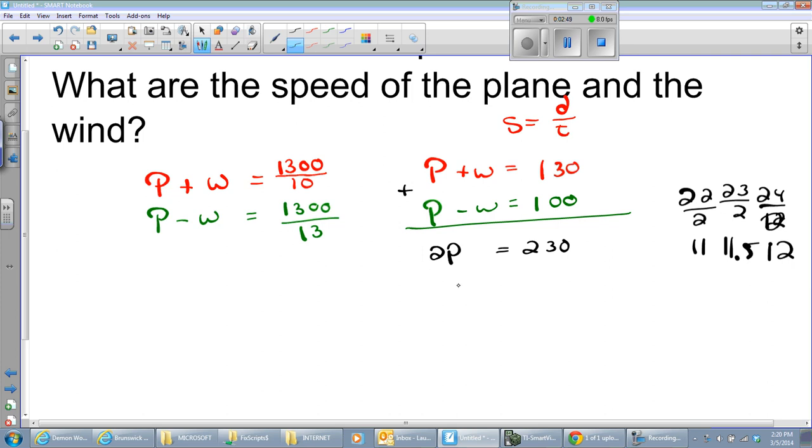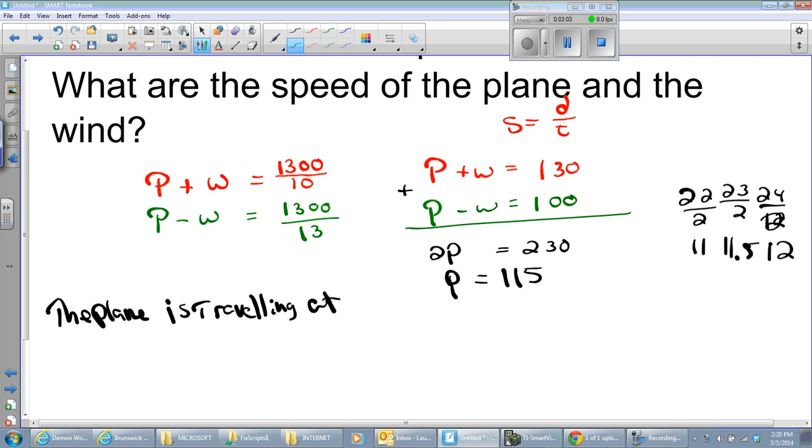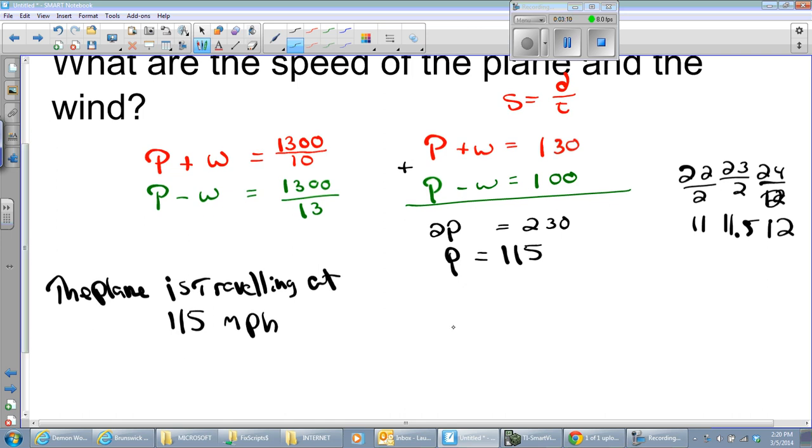So, P is going to equal 115. So the plane is traveling at 115 miles per hour, right? Okay, now I should figure out the speed of the wind, and I will do 115 plus W equals 130. I'll subtract 115 from both sides, and then W equals 15.